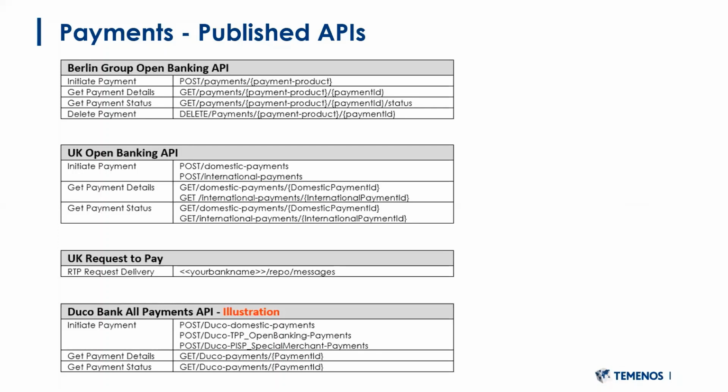Now let's say your bank, you don't want to follow any open banking standards, but you want to create your own standards because you're a very big bank, or you're in a certain region. Then you could build these published APIs. So here in this case, Duco Bank is publishing their own standards. You can see that there is Duco domestic payments, Duco TPP open banking payments, and then Duco PISP special merchant payments. So it's all up to your requirements to build published APIs and host them in the API framework of Temenos.